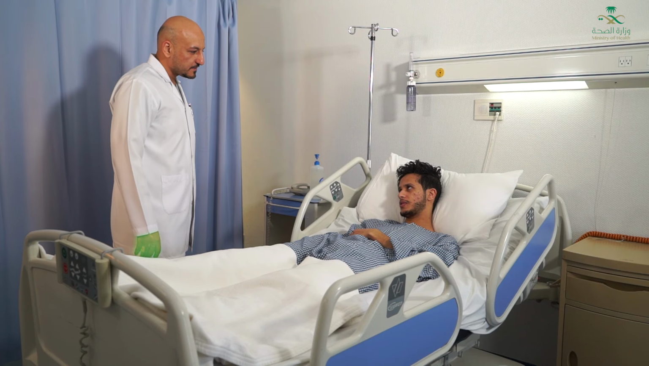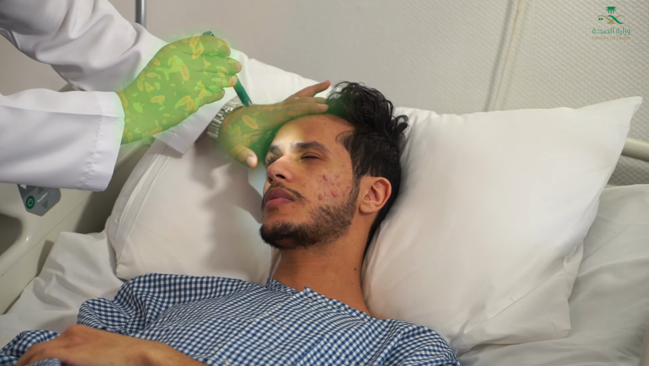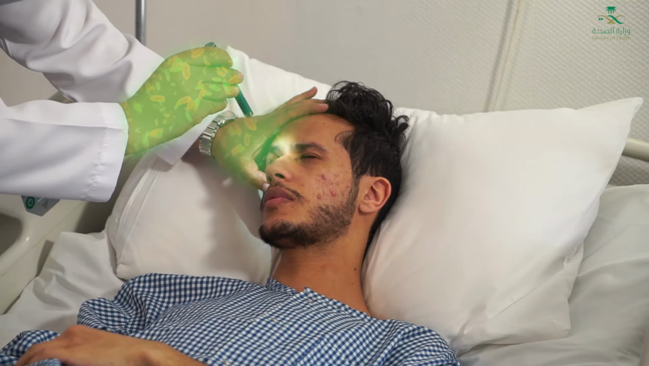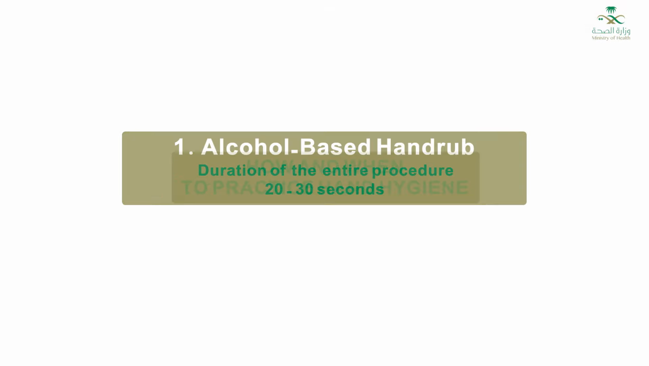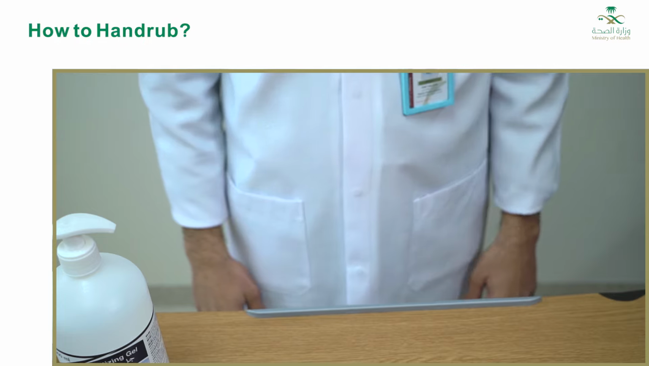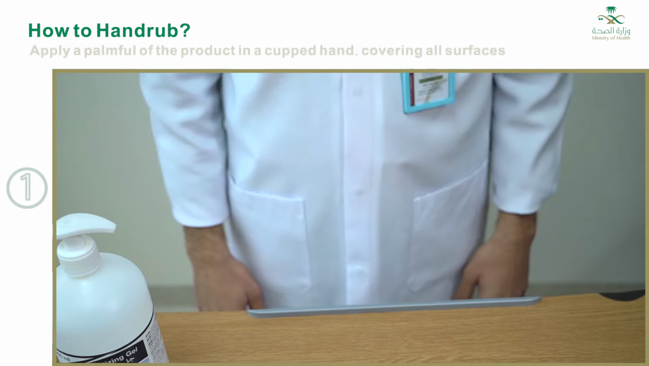Hand hygiene is considered the main part of the standard precautions that are the minimum infection prevention practices that apply to all patient care. How and when to practice hand hygiene. 1. Alcohol-based hand rub. Duration of the entire procedure, 20 to 30 seconds. Wash hands instead when visibly soiled. How to hand rub.